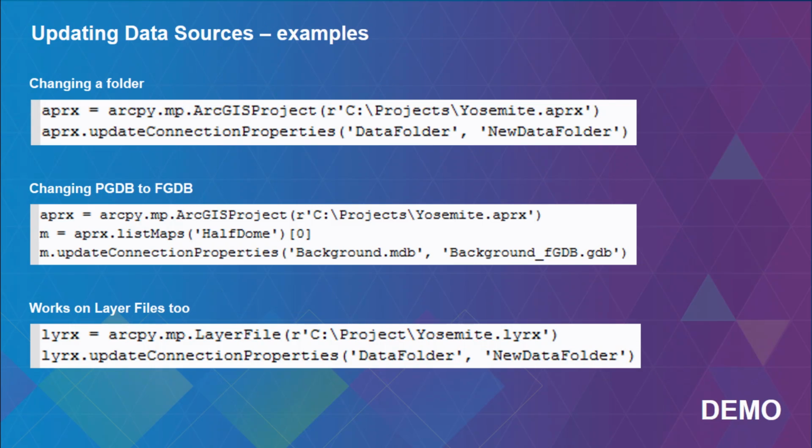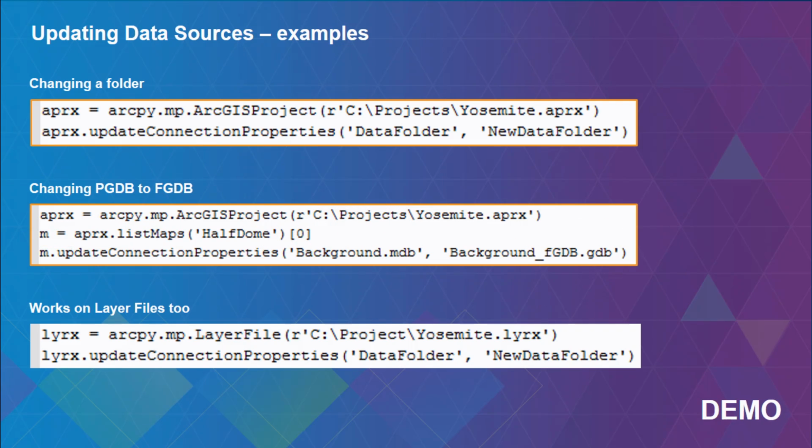So the first example here, I'm referencing a project, and then I'm just replacing a folder. And I'm using just the folder name. I could have put the full path to the folder here, and it's just doing a find and replace on that folder name for all my layers' data sources in that project.